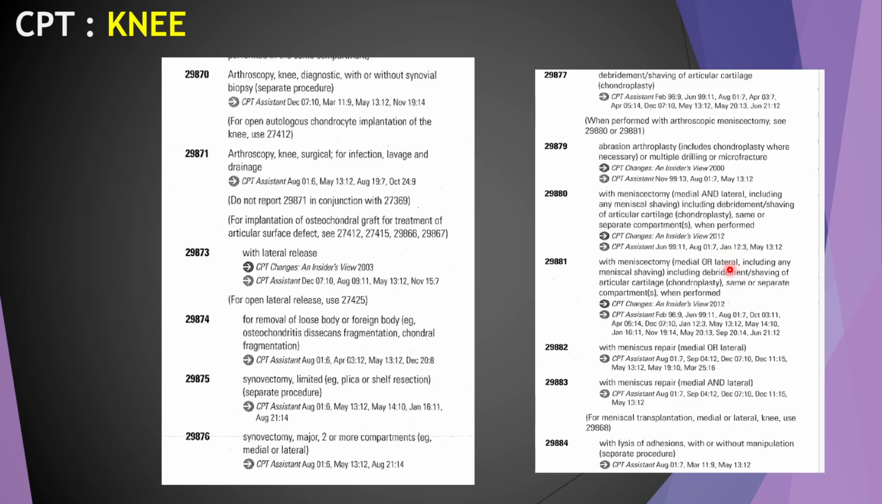Okay, and what is written here in 29870? Debridement. So can we code this debridement along with meniscectomy here? No, because here it is included. It includes debridement, saving of articular cartilage, same or separate compartment.